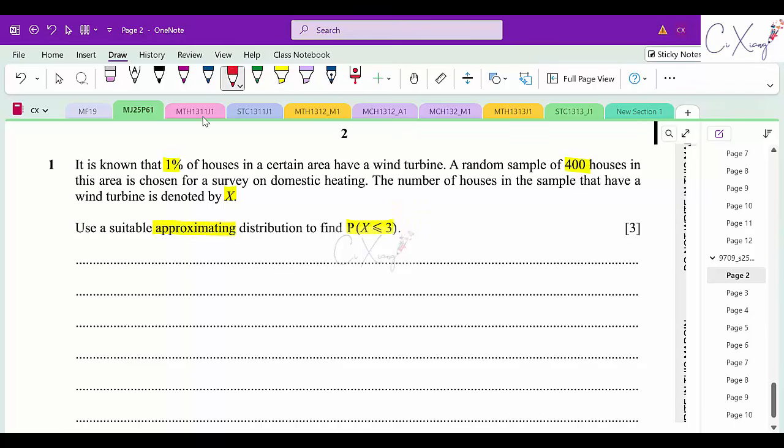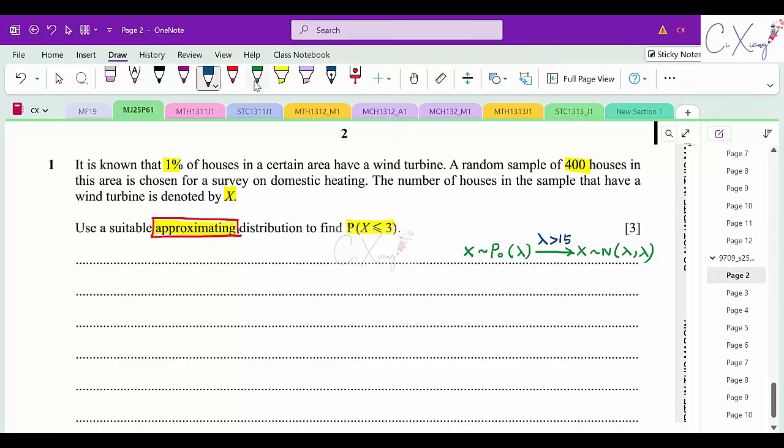Okay, so there is a keyword here: approximating. That means originally it belongs to one distribution and we are going to change it to the other distribution. There are two approximations in the A2 syllabus for Stats 2. The first one is, originally you have a Poisson distribution and you change it to become normal. The condition to apply the approximation is when lambda is more than 15 for the Poisson.